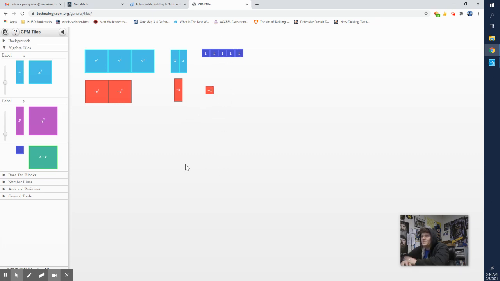Now, when we combine these together, if you see a positive and a negative, then those cancel each other out. So the only thing you'll have left over is the stuff not canceled out. So in this problem, the only thing left over is 1x squared plus 1x plus 4. Keep that in mind. Let me show you some of the activity you're going to be working on.